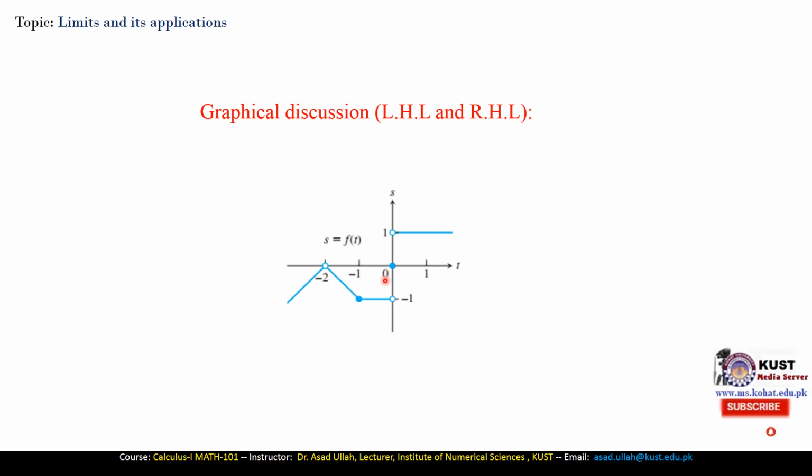Now we can approach the point 0 from the left side and from the right side. Approaching 0 from the left side, the function value goes towards minus 1. While approaching the point 0 from the right side, the function value goes towards positive 1. So the left limit is minus 1 and the right hand limit is positive 1. The left limit and right limit are not equal, and thus we say that the limit does not exist at the point t equal to 0.